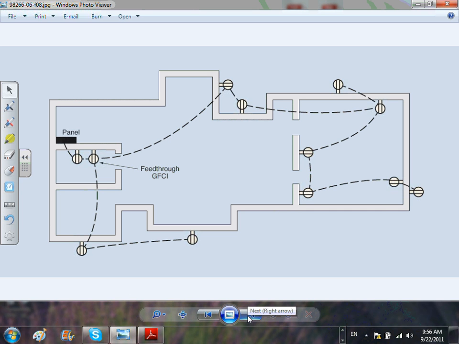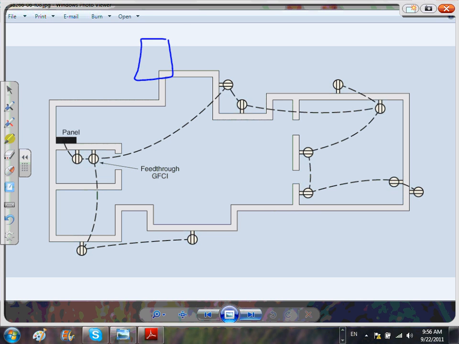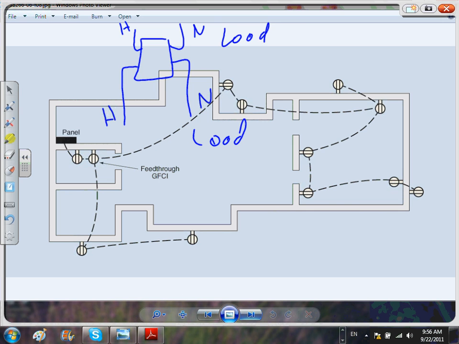Everybody knows how a ground fault system works, right? If you haven't wired the GFCI, make sure we wire you with one. Here's my hot, here's my neutral. You come with another neutral and another hot out. This is my load. I'm sorry, this is my line. Right?